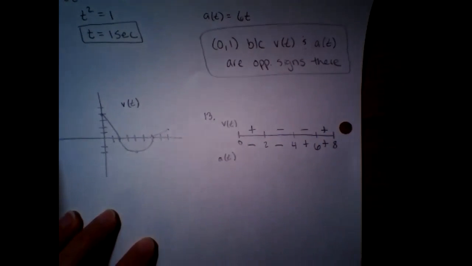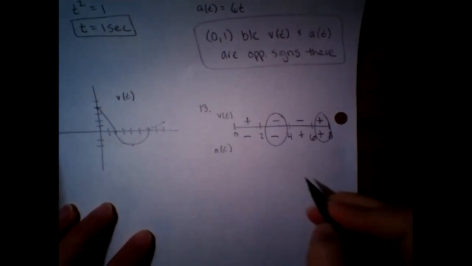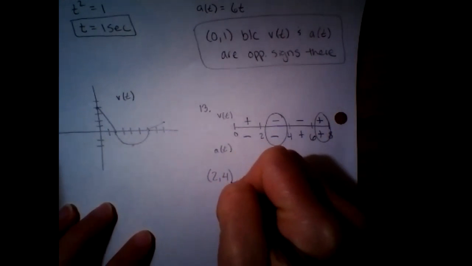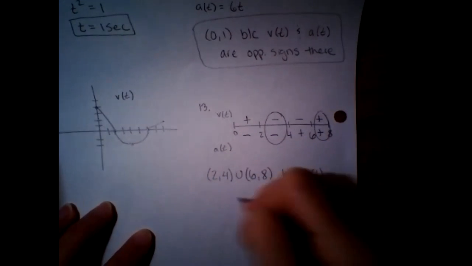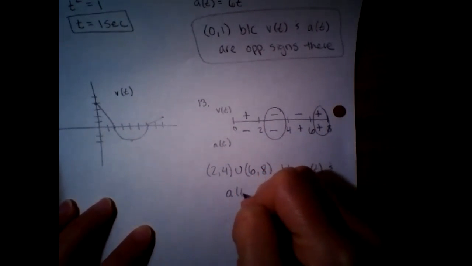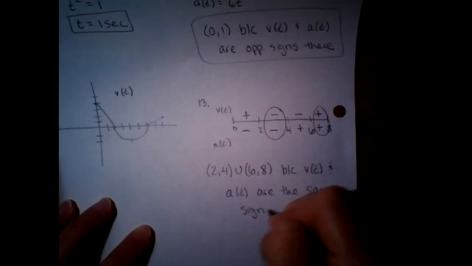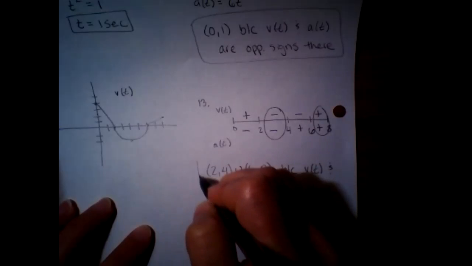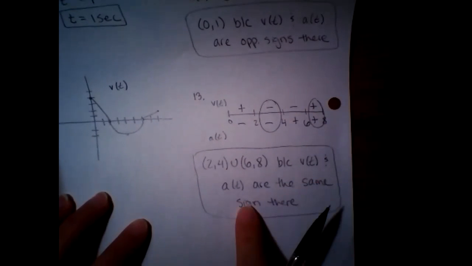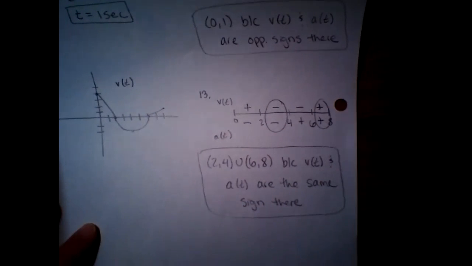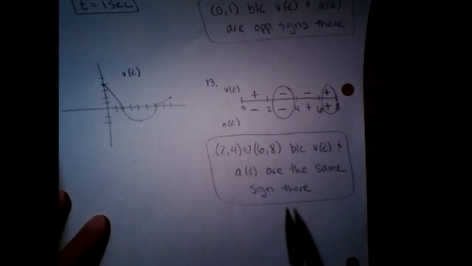And so this question asked, when is the speed increasing? That would be when these are the same sign. So that is going to be from 2 to 4 and from 6 to 8, because velocity and acceleration are the same sign there. And again, you have to mention velocity and acceleration by name, and you have to say same signs. So just write the justifications literally exactly like I've shown you, and you'll be fine.